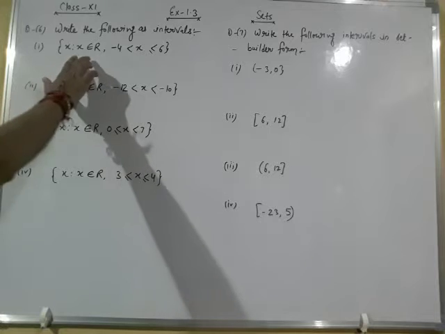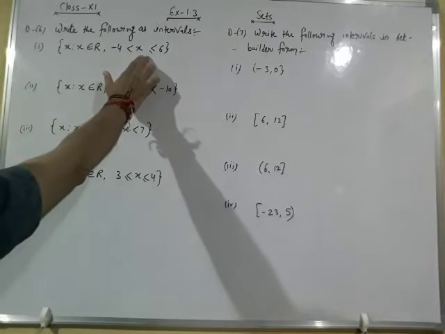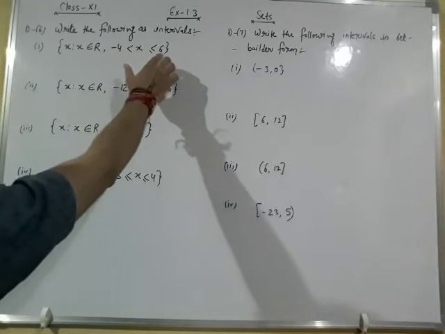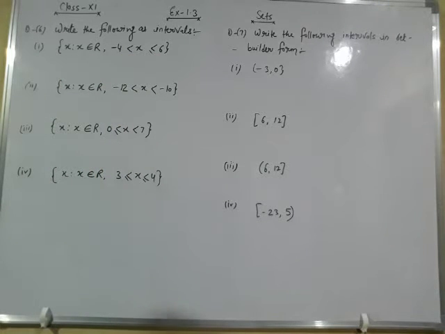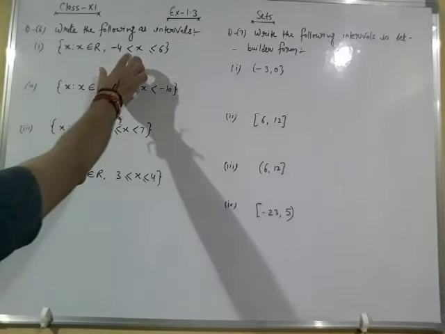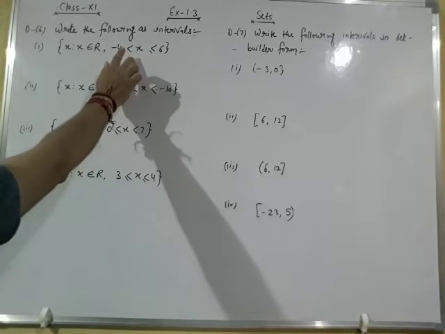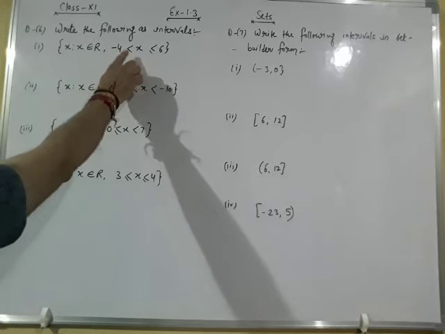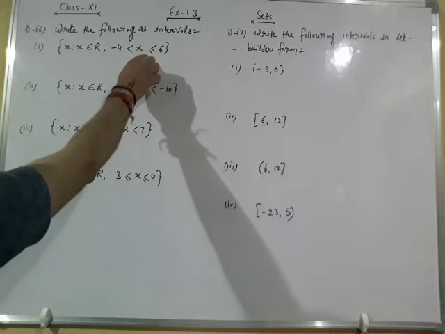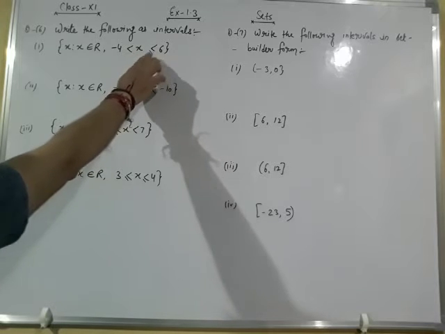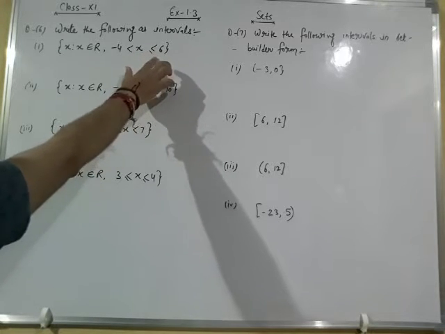In the first part, x is a real number and x is greater than -4 but less than or equal to 6. So we will understand whether the given interval is open, closed, semi-open or semi-closed with the help of these inequalities. Here we have strict inequality, which is the symbol of an open interval, and this is not a strict inequality, therefore it is a symbol of closed interval.